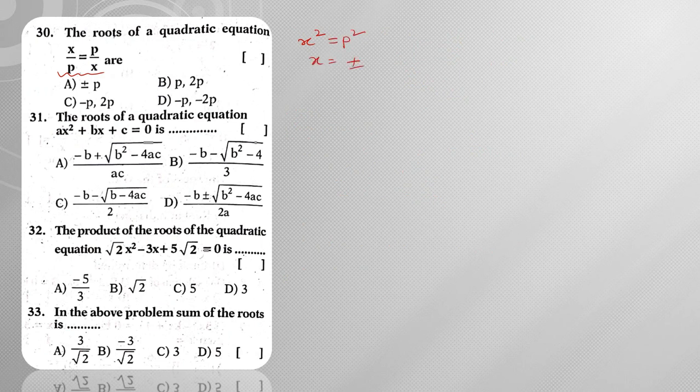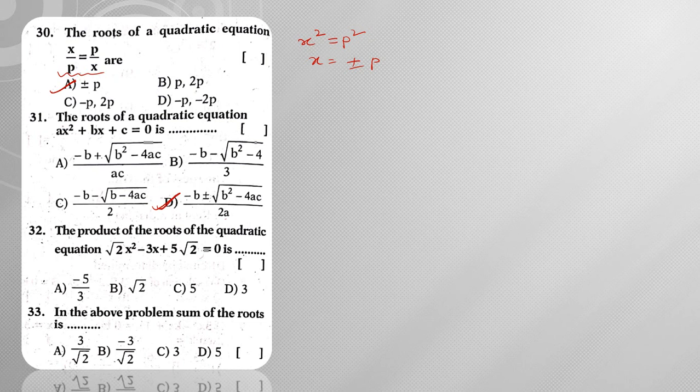From this, x is equal to plus or minus p. Hence option A will be my answer. Next, the roots of a quadratic equation. So this is nothing but a formula. What is the formula for finding the roots of a quadratic equation? Minus b plus or minus square root of b square minus 4ac, by 2a. Hence option D will be my answer.